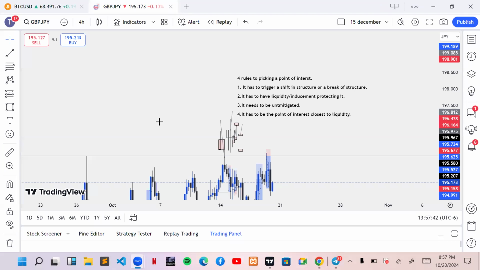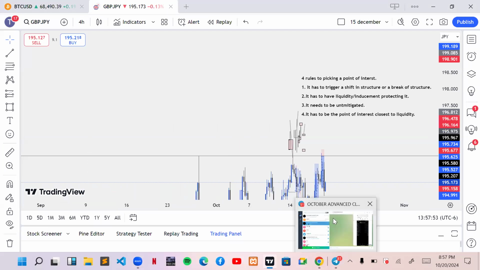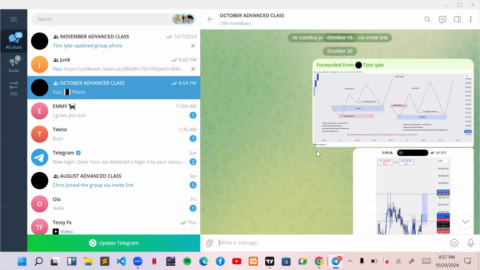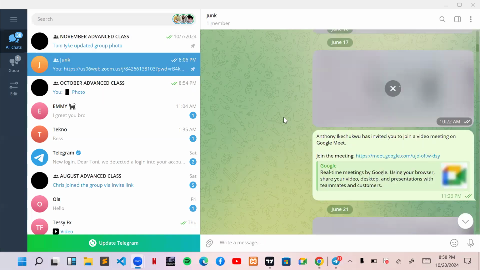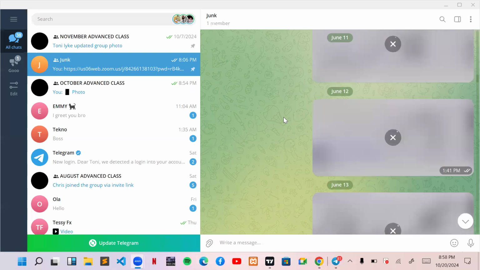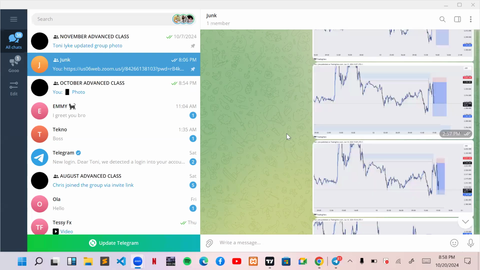The breaker block should always start from the body. If the first pullback mitigates the wick of the breaker block, but it does not mitigate the body of the breaker block, you can still use the breaker block. I have a scenario on GJ where the wick of the breaker was mitigated, but the body of the breaker was never mitigated. It's still valid to be used as entry. Let me see if I can find that trade.